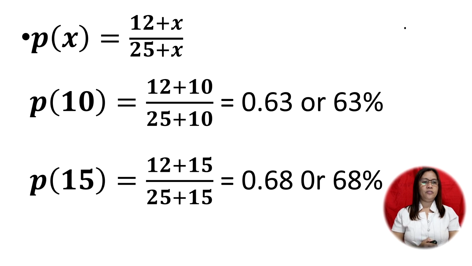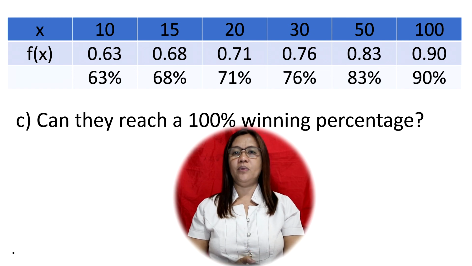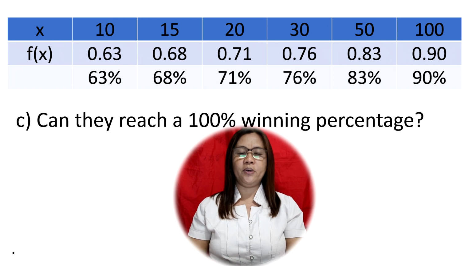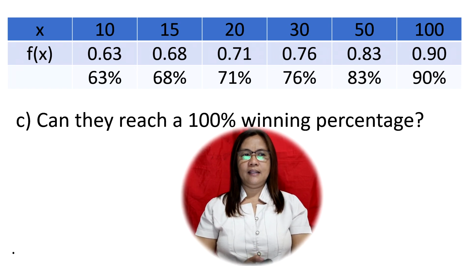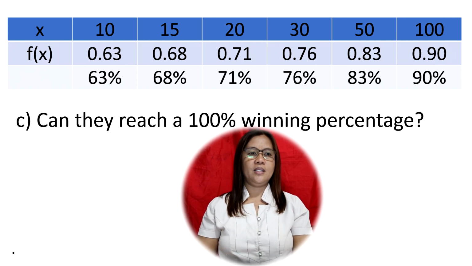If x is equal to 15, P(15) is equal to (12 + 15)/(25 + 15), which is equal to 0.68 or 68%. If x is equal to 20, P(x) is equal to 0.71 or 71%. If x is equal to 30, P(x) is equal to 0.76 or 76%. If x is equal to 50, P(x) is equal to 0.83 or 83%. If x is equal to 100, P(x) is equal to 0.90 or 90%.